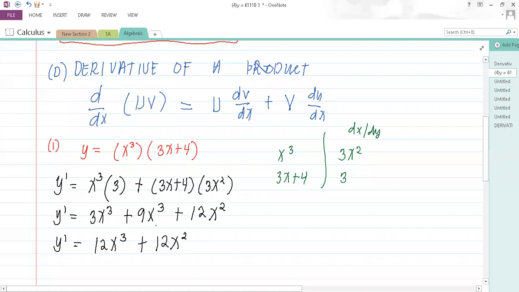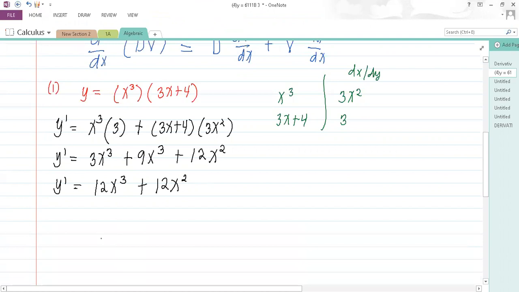If we look at our equation, we can simplify it, right? Because they have similar terms. That is 12, then the x. Okay, so let's factor out 12x squared.